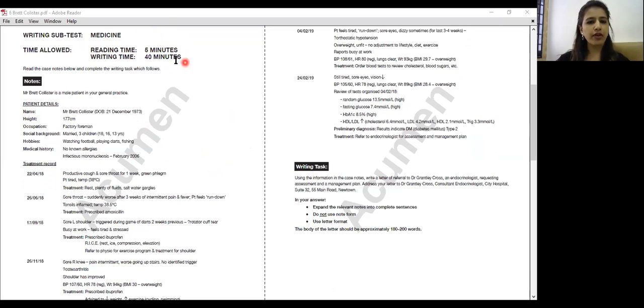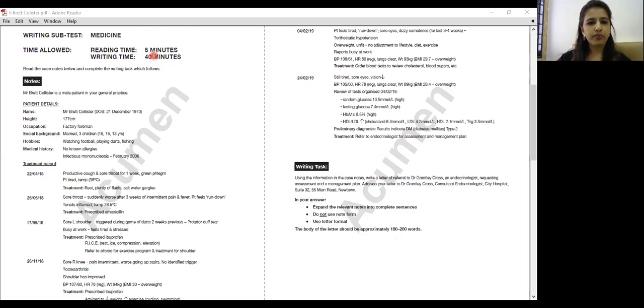You get a total of 45 minutes, where 5 minutes is strictly reading time, which means in this 5 minutes, you may not be allowed to have a pen or pencil in your hands. You can't really mark anything. It is just reading time. And 40 minutes is the writing time. You need to write the letter in 180 to 200 words. So 40 minutes is adequate time for you to understand the whole situation and to write the letter.